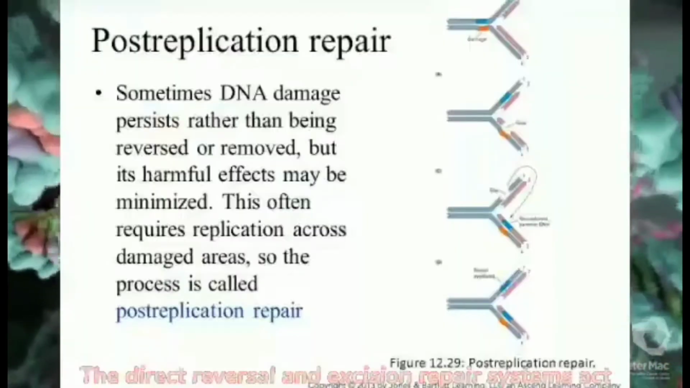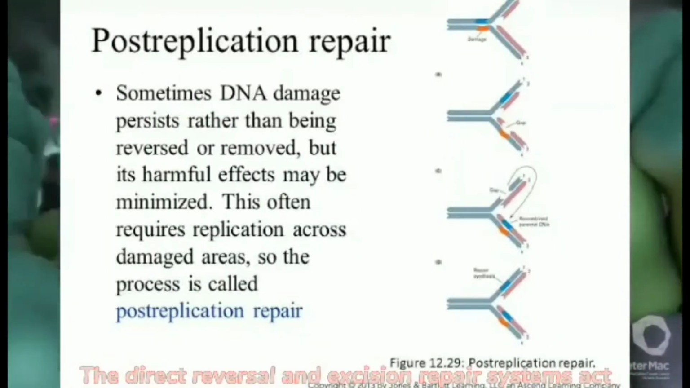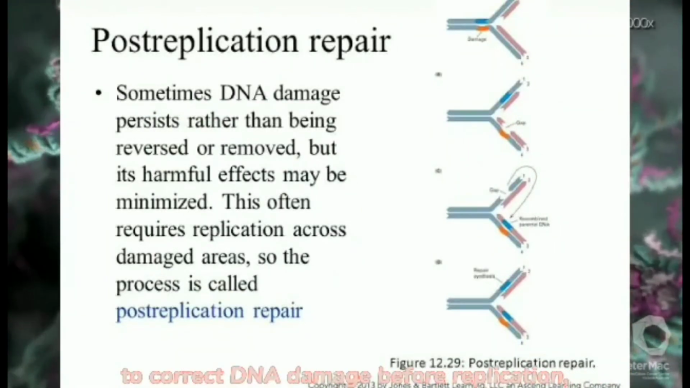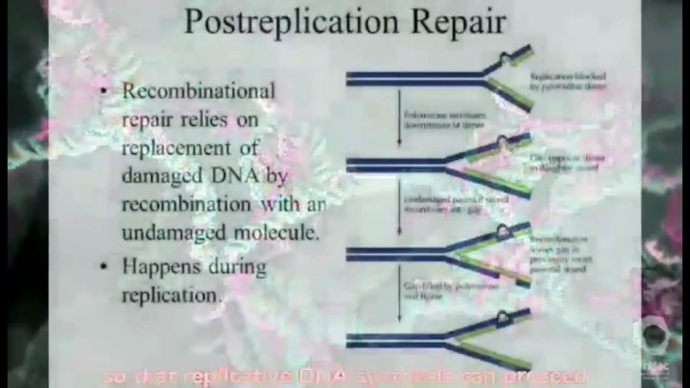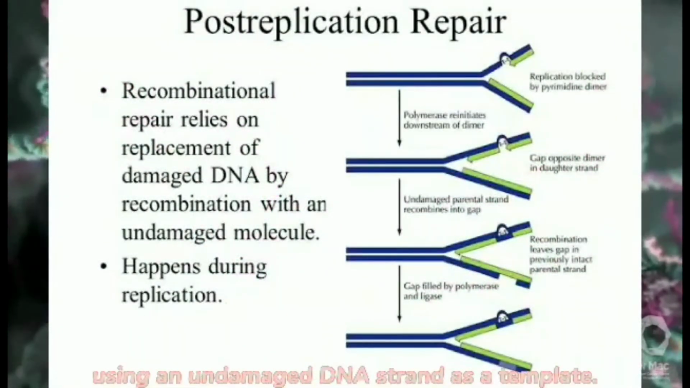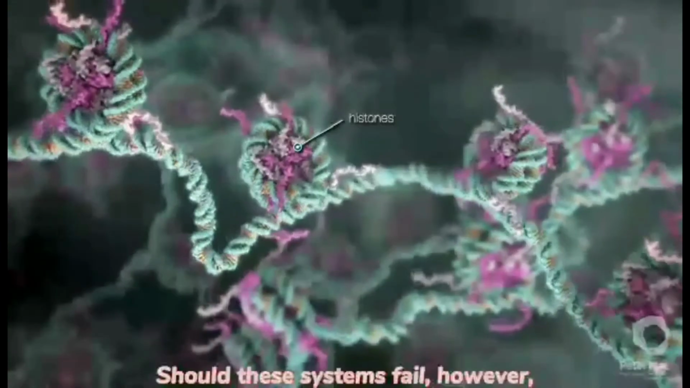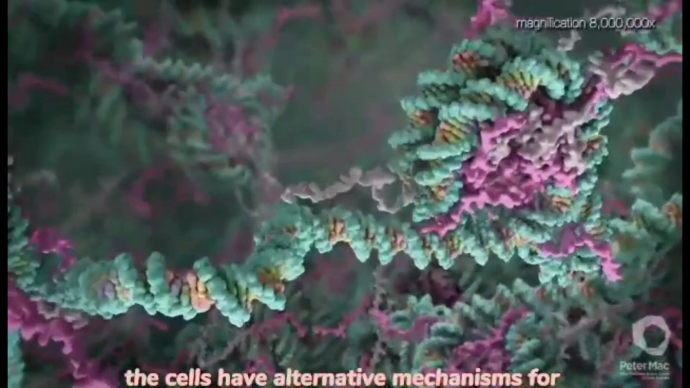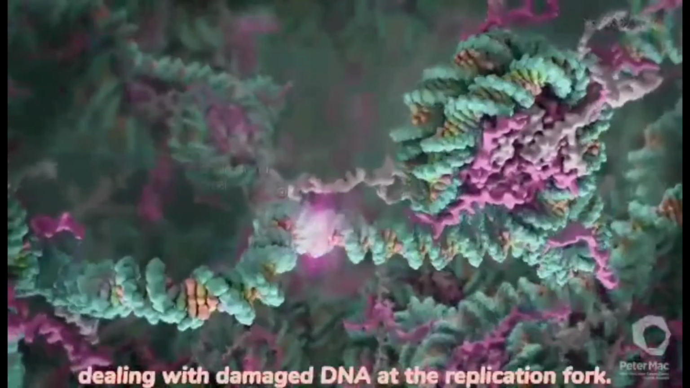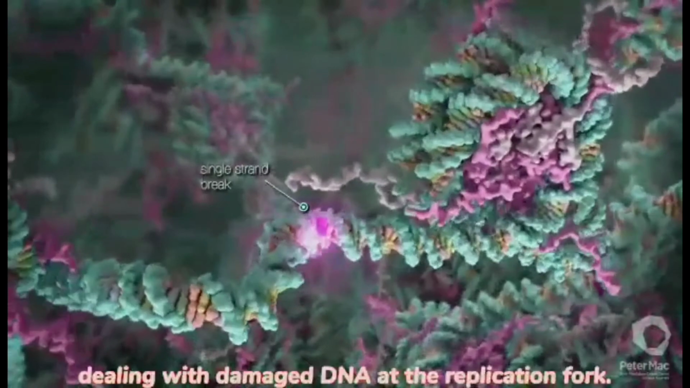Post-replication repair. The direct reversal and excision repair systems act to correct DNA damage before replication so that the replicative DNA synthesis can proceed using an undamaged DNA strand as a template. Should these systems fail, however, the cell has an alternative mechanism for dealing with damaged DNA at the replication fork.